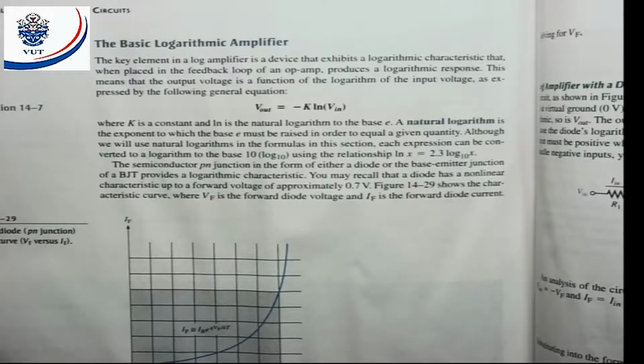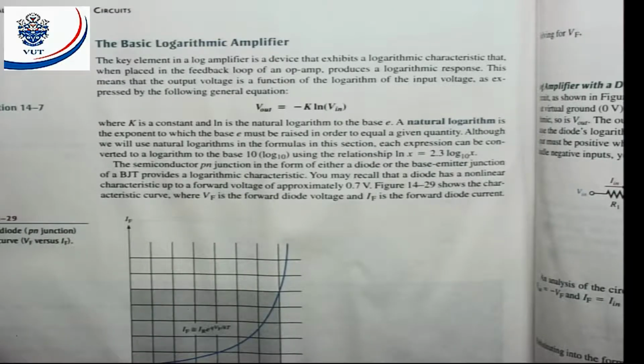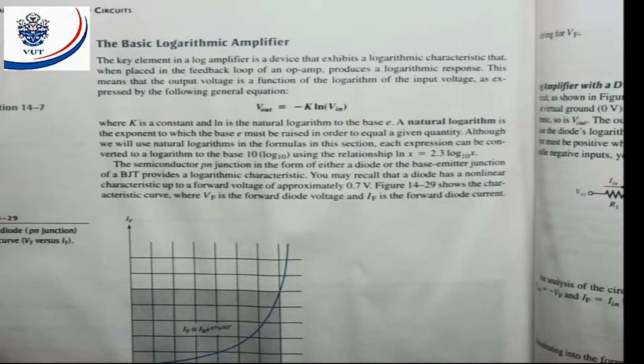Let's just look at the key elements that we're going to talk about here. They state the key element in a log amplifier is a device that exhibits a logarithmic characteristic that, when placed in the feedback loop of an op-amp, produces a logarithmic response. This means the output voltage is a function of the logarithm of the input voltage as expressed by the following general equation: V_out is equal to minus K ln V_in. They say where K is a constant and ln is the natural logarithm to the base e.